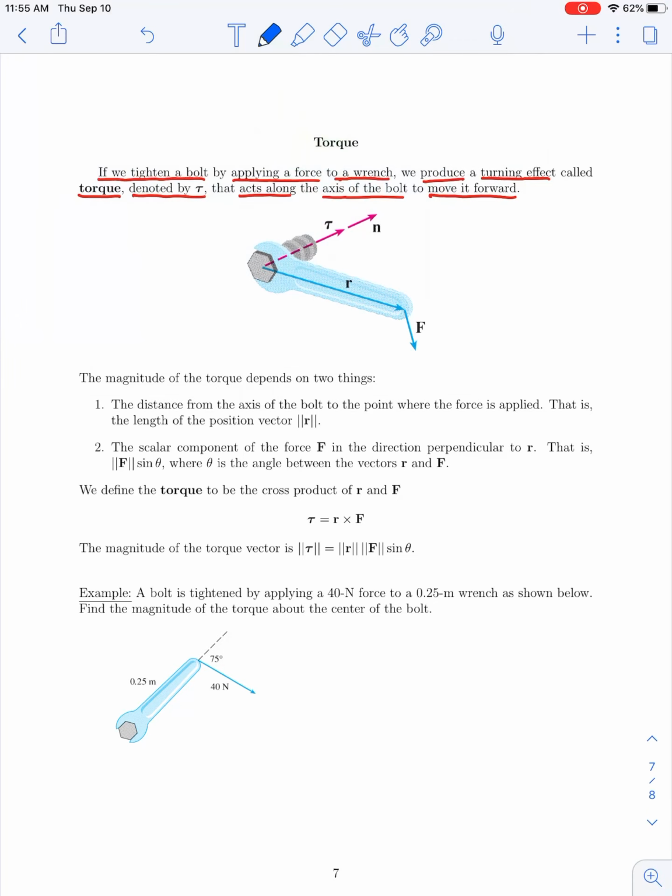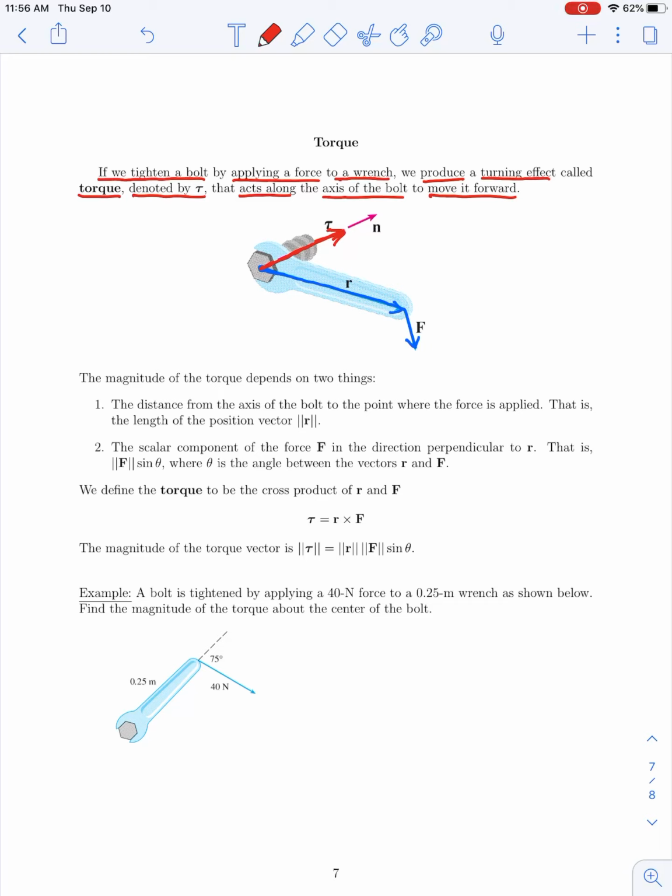So here the vector from the center of our bolt out to the end of the wrench, which is defining the length of our wrench, is denoted as R. And then on the end of our wrench, we're applying some force, F. Its representation is shown here. And of course, this produces a turning effect, which we call torque, which would be the vector acting along the axis of our bolt.